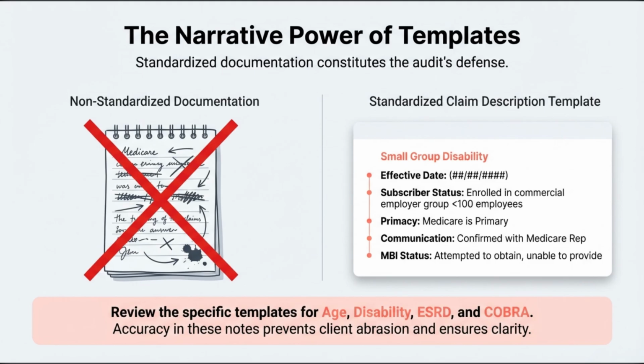Communication, confirmed with Medicare rep. This isn't a vague talk to someone. It's a direct, verifiable statement. MBI status, attempted to obtain, unable to provide. Even when you can't get everything, you document the attempt.